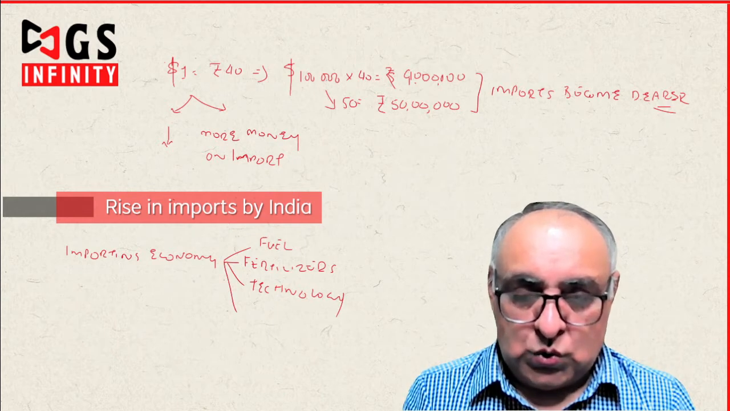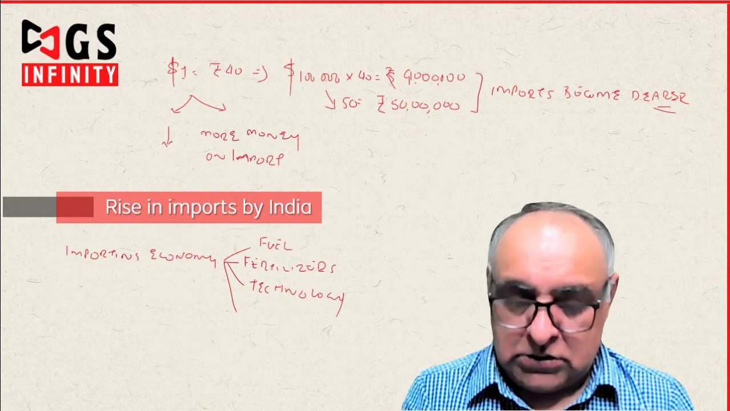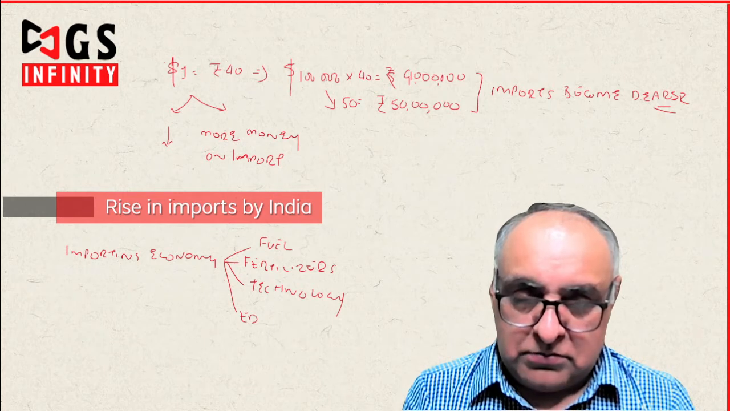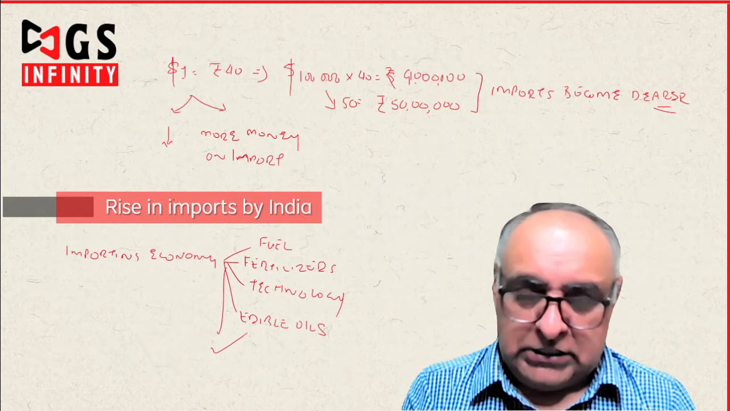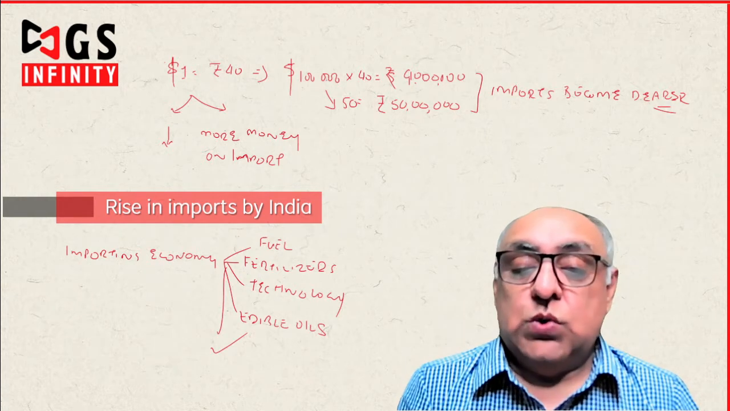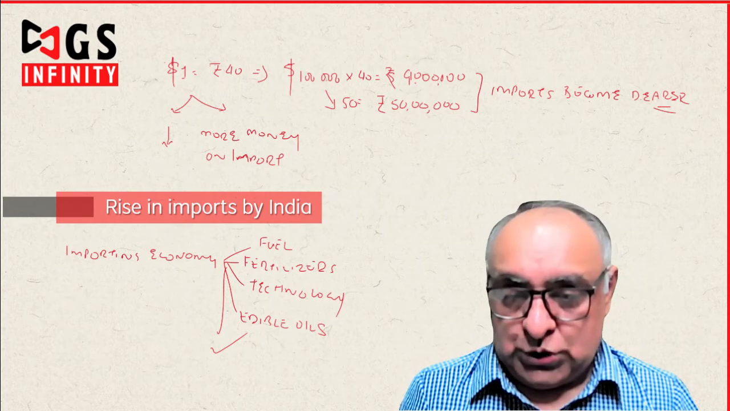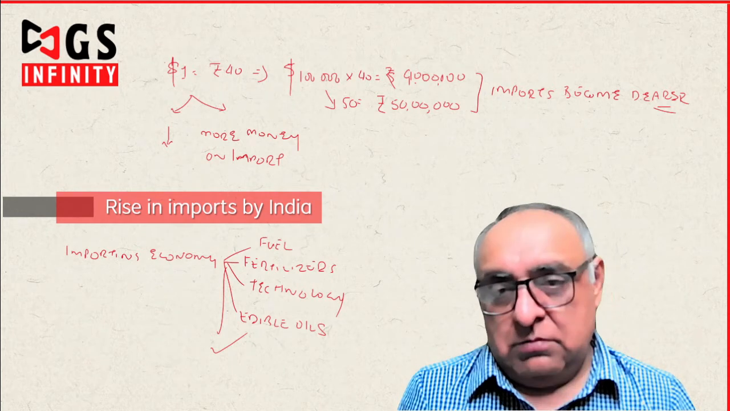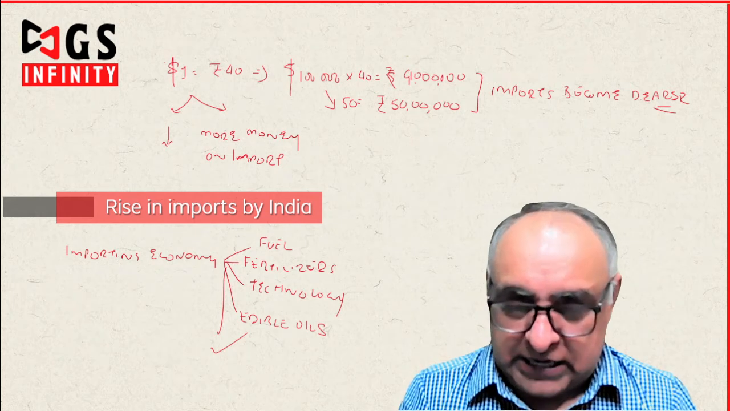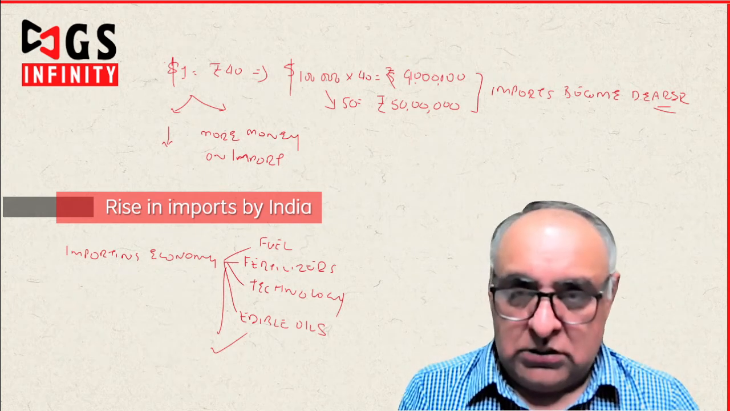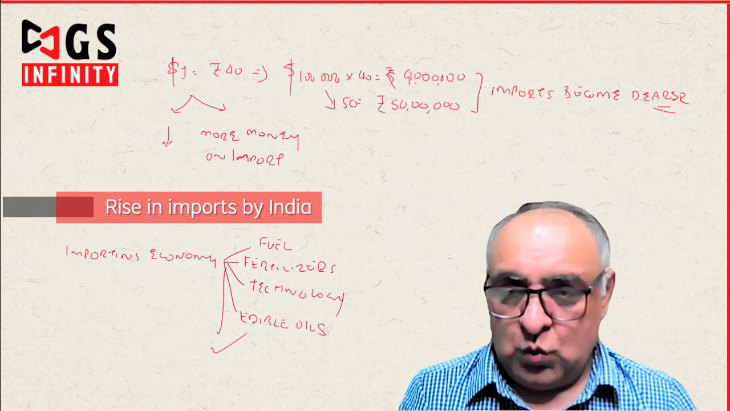We used to import edible oils, and we used to import a lot of many other things also. So it means India's imports are already more than the exports of India. So in that case, what will happen? The import bill would increase.